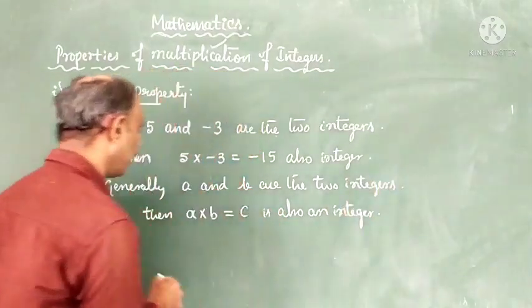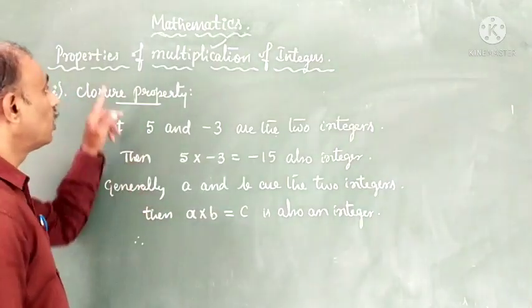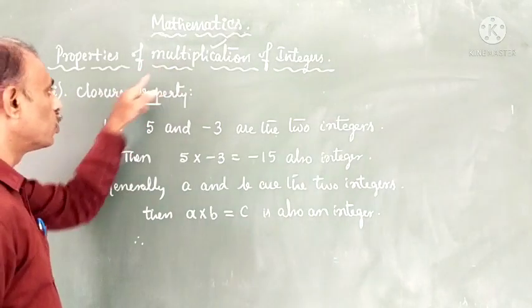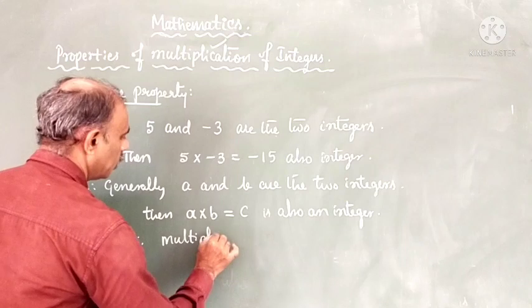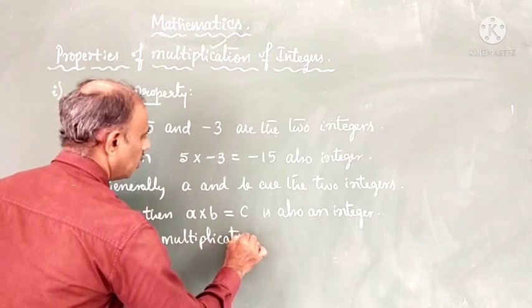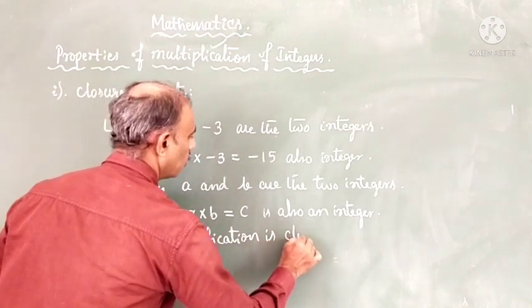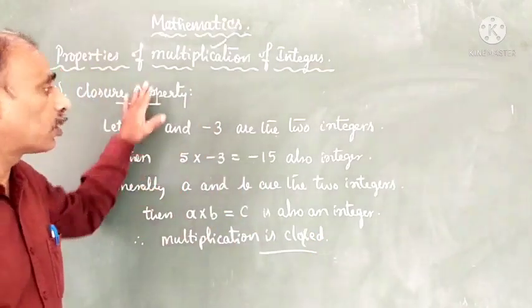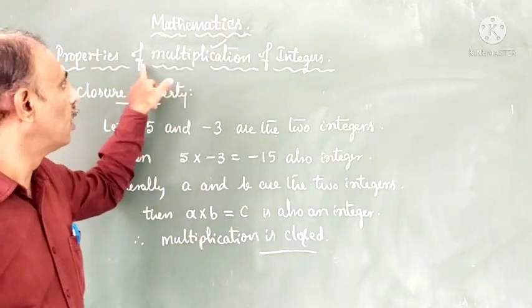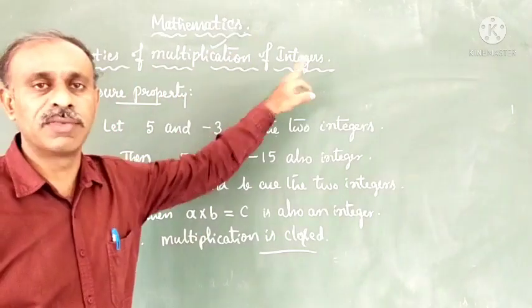So therefore what we can say? Multiplication is closed. So this is the closure property of multiplication of integers.